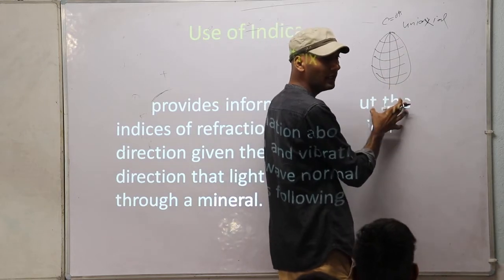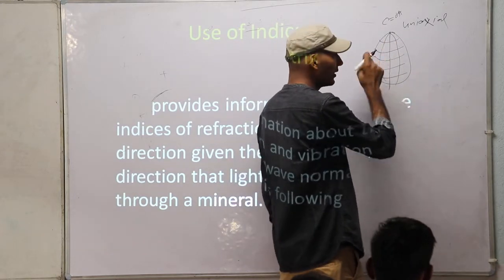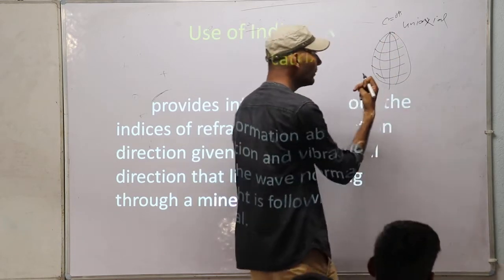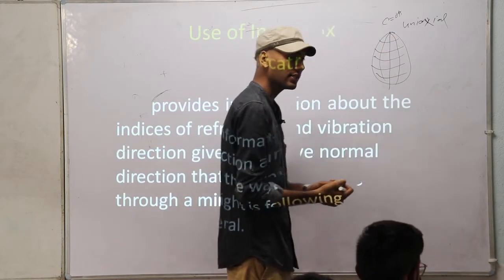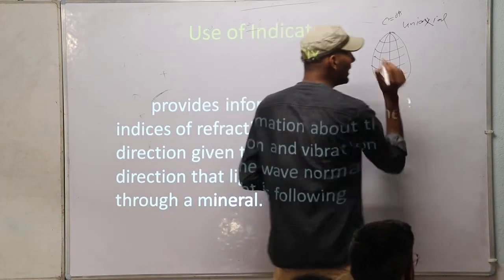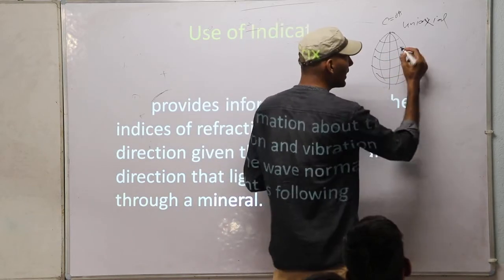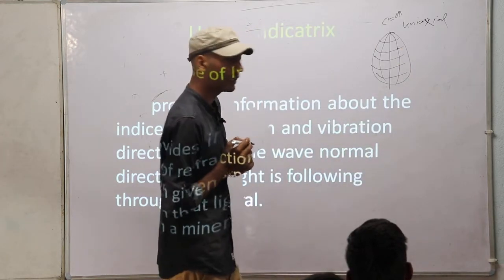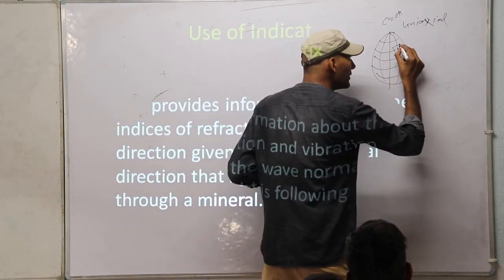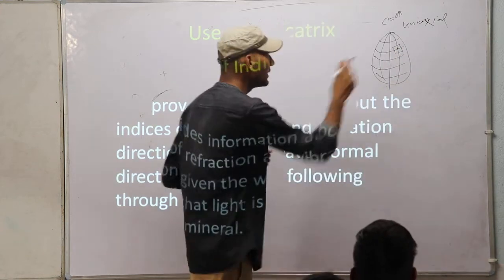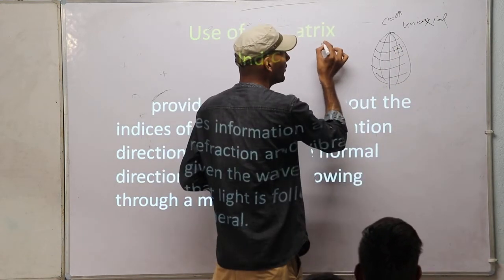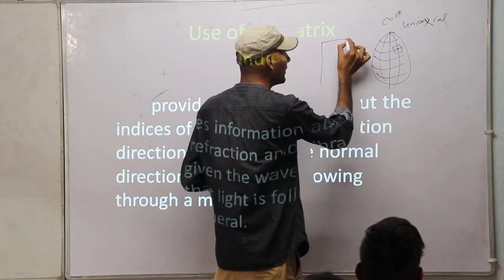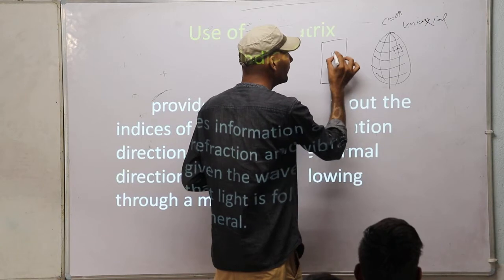Two of them are principal. One is AC and this is BC and this is AC. Two of them are principal, others are random sections. Okay. So at any point, this is the indicatrix diagram. If we are taking a section like this, we have discussed that tetragonal minerals and hexagonal minerals are uniaxial, right? So this is tetragonal.